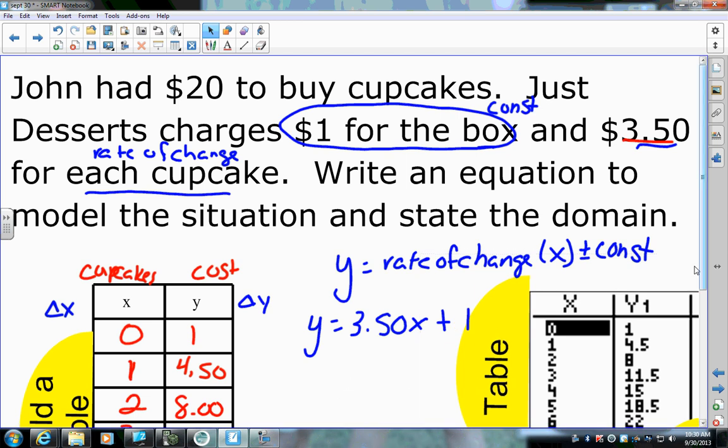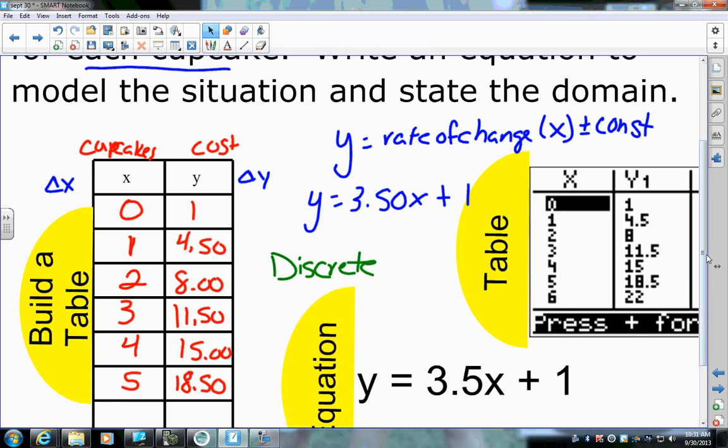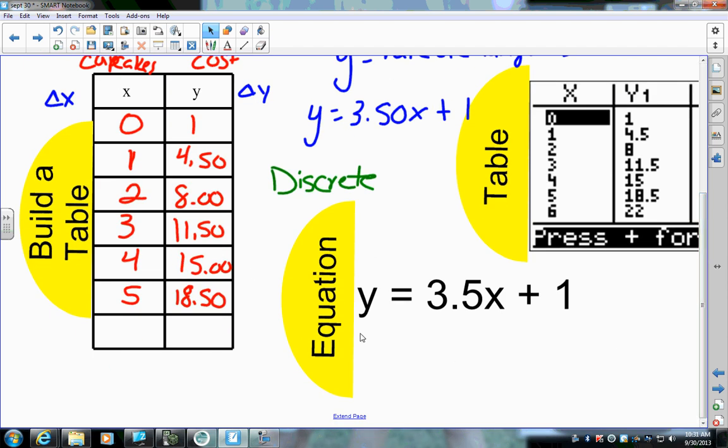Now, they gave me my table over here. So here's my table, if I wanted to do it this way. Once you've built your table and you want to make sure you did it right, put this equation into y equals, press second graph, and make sure that that's my table. It asked us to state the domain for this situation. Well, first off, in this situation, is this continuous or discrete? It needs to be discrete because you're talking about buying cupcakes. You can't go in there and buy half of a cupcake. So my equation, well, there's my equation, and then it's got to be discrete.